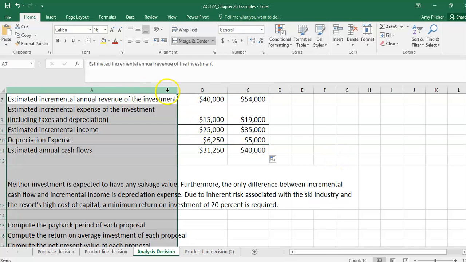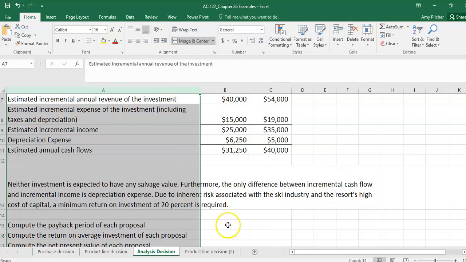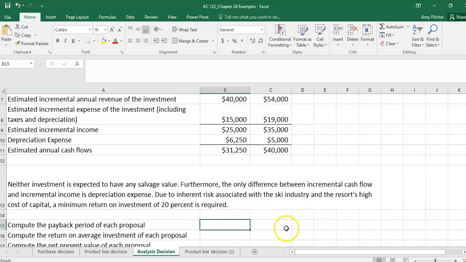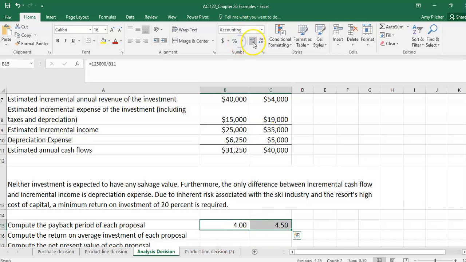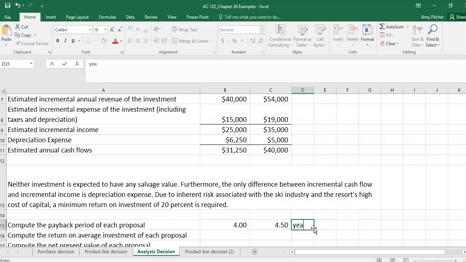So we come down here and we look at the different proposals. The first one is, what is the payback period? You remember the payback period is the investment divided by cash flow. So for the snow machine, we have 125,000 divided by our 31,250. And for the ski lift, we have 180,000 divided by our 40,000 cash flows. So the payback for the snow machine is 4 years and the payback for the ski lift is 4.5 years.